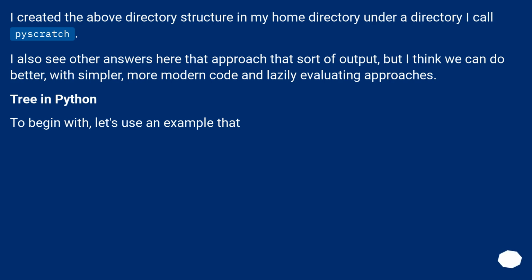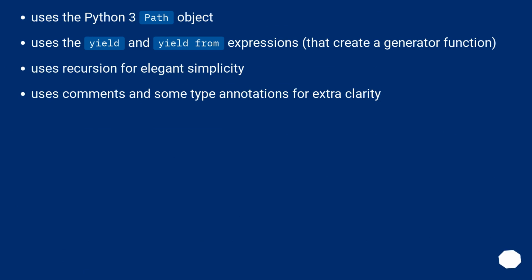Tree in Python. To begin with, let's use an example that uses the Python 3 Path object, uses the yield and yield from expressions that create a generator function, uses recursion for elegant simplicity, and uses comments and some type annotations for extra clarity.